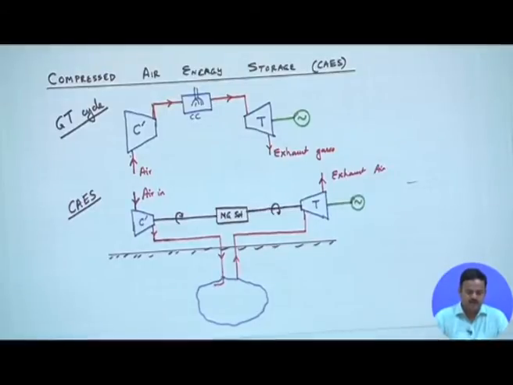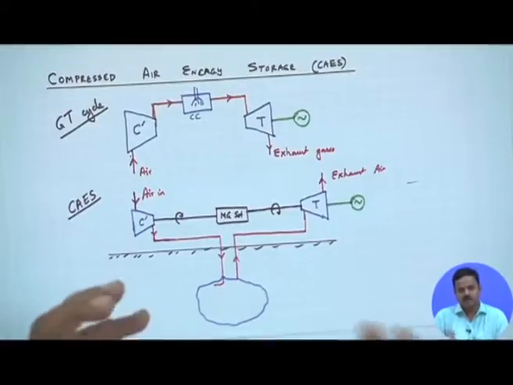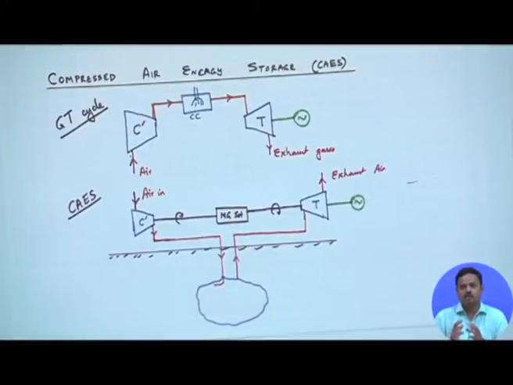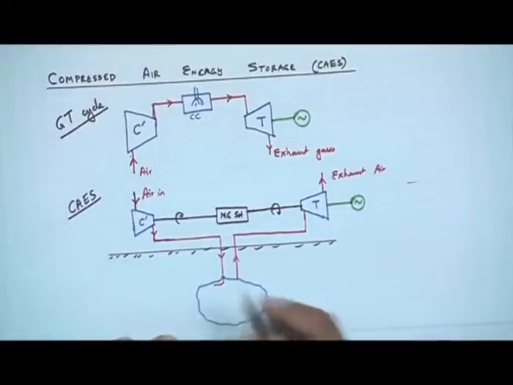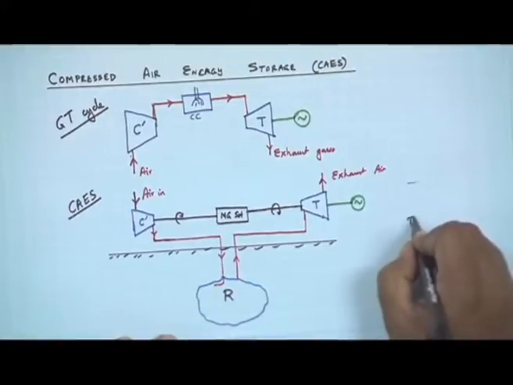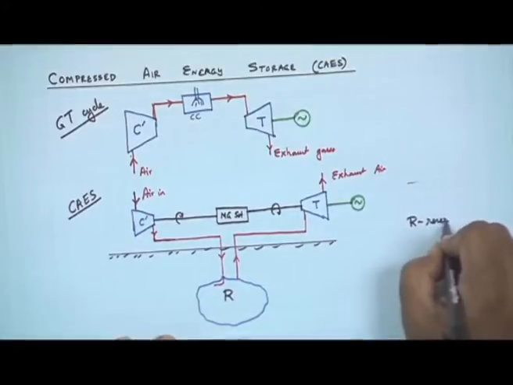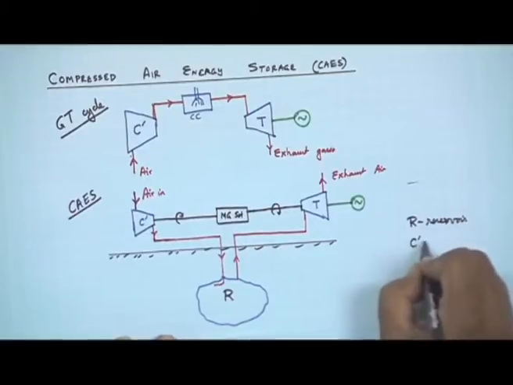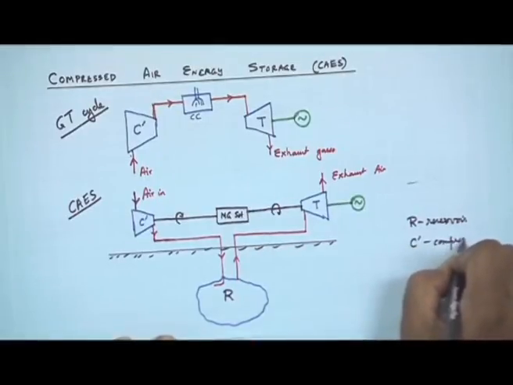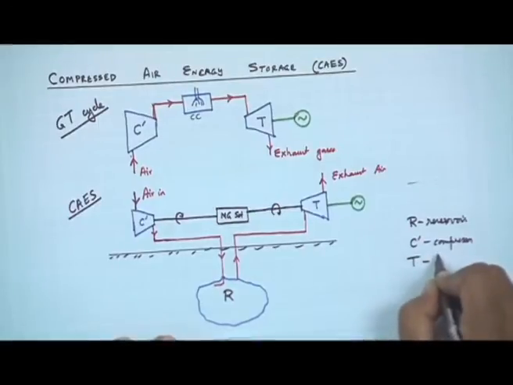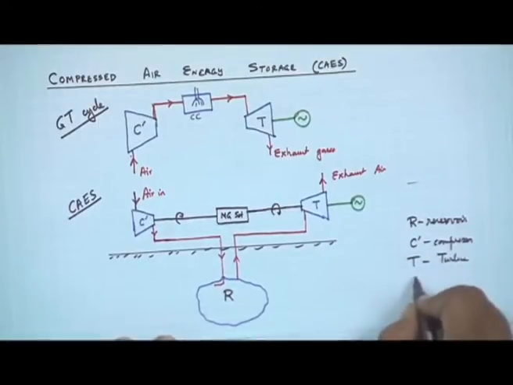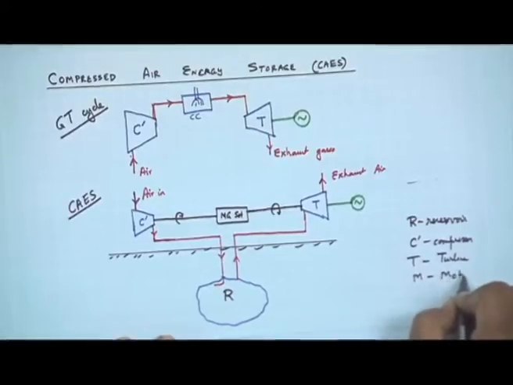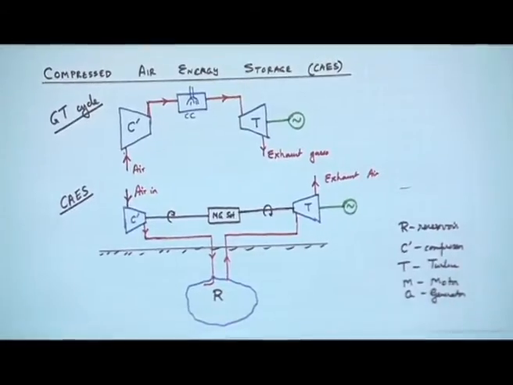Again, to repeat, you take air and compress it in a compressor, so that it is now at high pressure, therefore low volume, and at high temperature, which is now stored in a reservoir. So, let me name that as R, where R is reservoir, C prime is compressor, T is turbine, M is motor, G is generator. So, all this good stuff, all right.